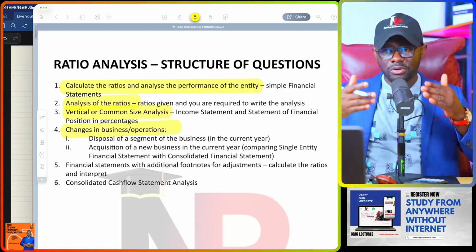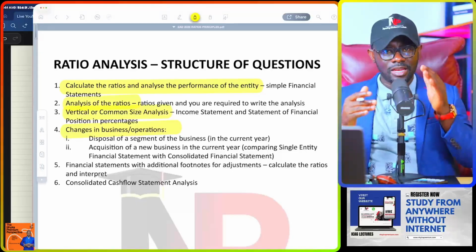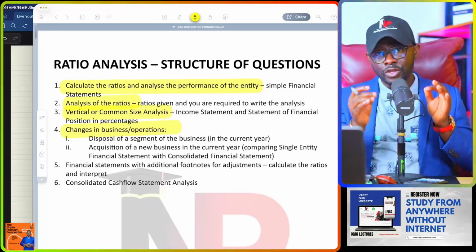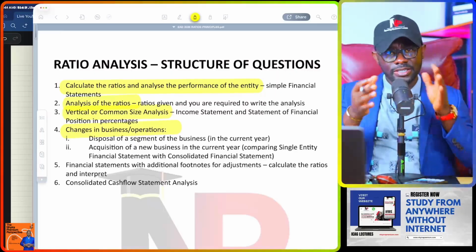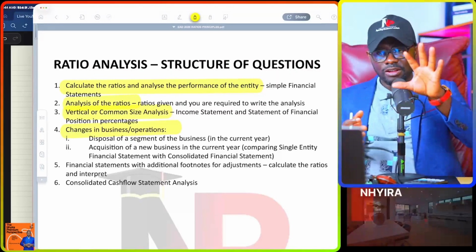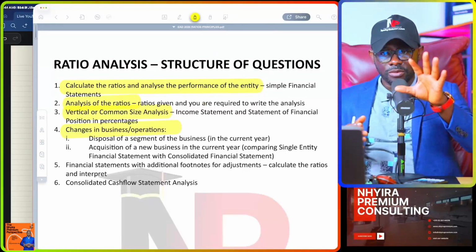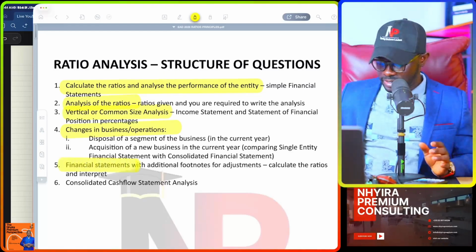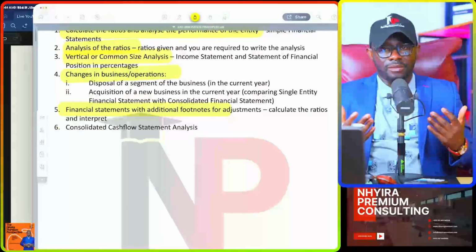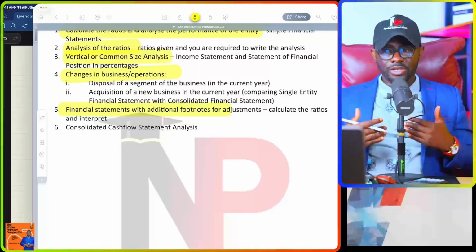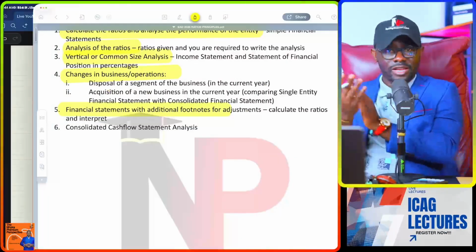And most importantly, how do we analyze the performance and position of the entity? So that is the fourth styling of question, changes in ownership. The fifth styling of question, finally, for financial reporting students, is the financial statement with additional footnotes for adjustments. What does that mean? It means here you are going to be making some adjustments to the financial statement.